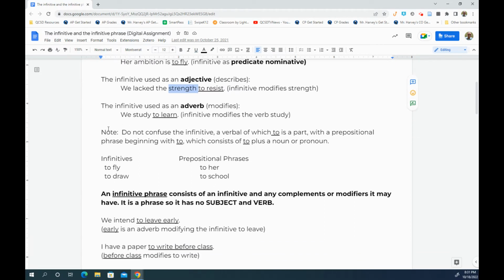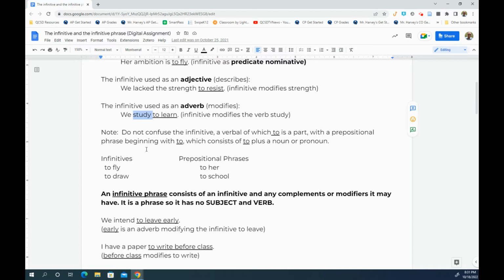An infinitive could also function as an adverb. Adverbs modify other verbs. They also can qualify other adjectives and adverbs. So if I said we study to learn, in this case, this infinitive is modifying the verb study, and it's functioning as the adverb here. So notice that study is an action verb.